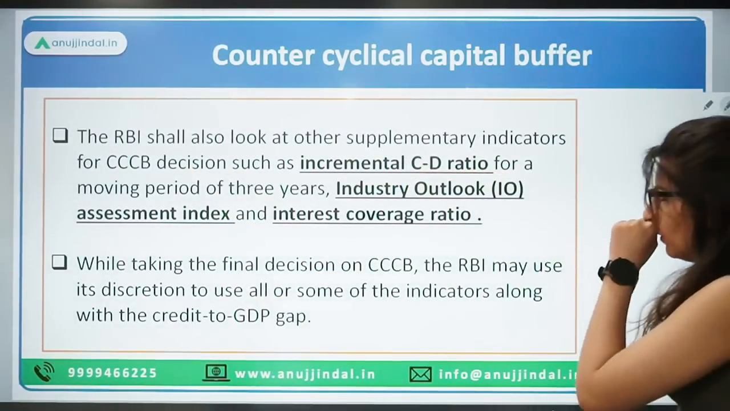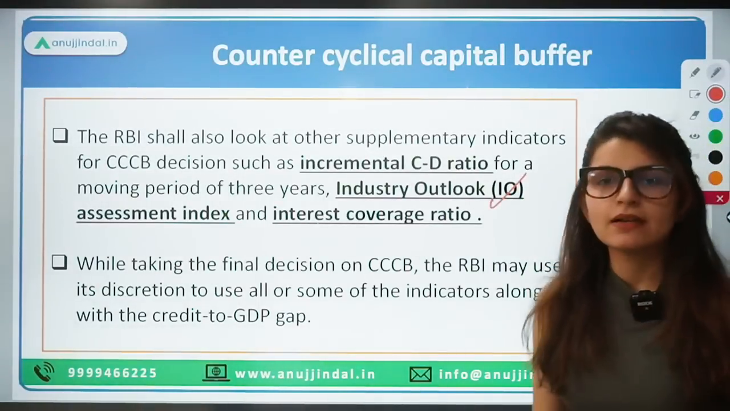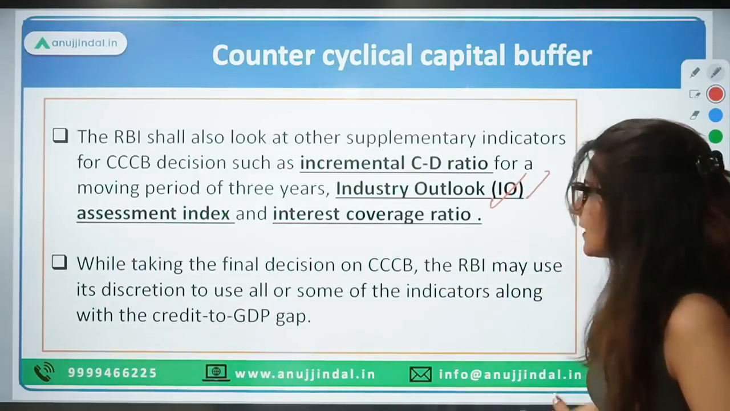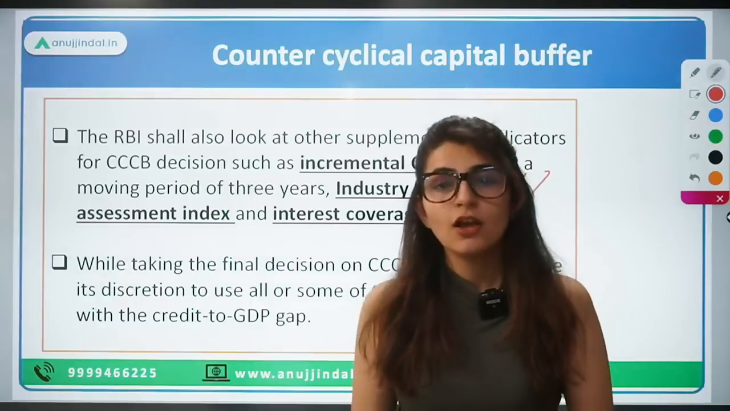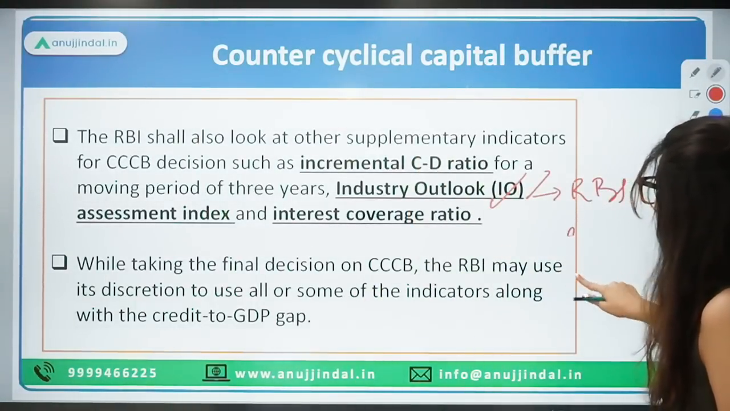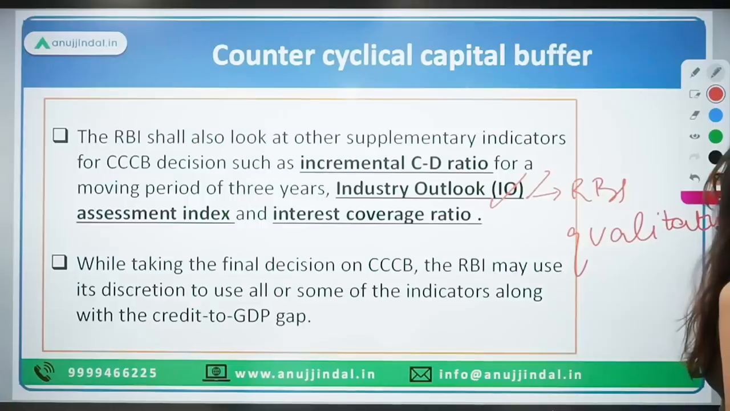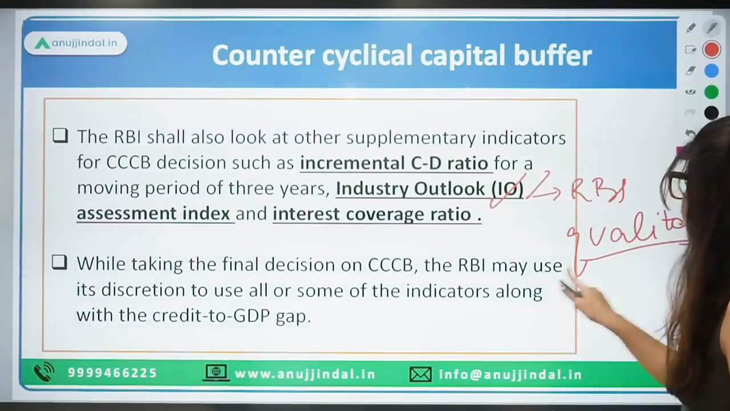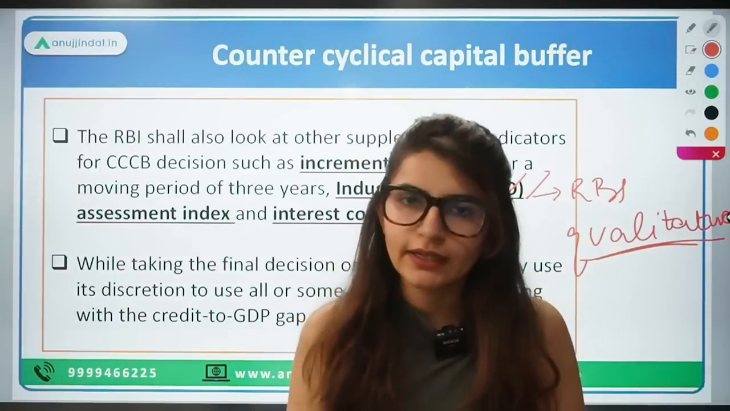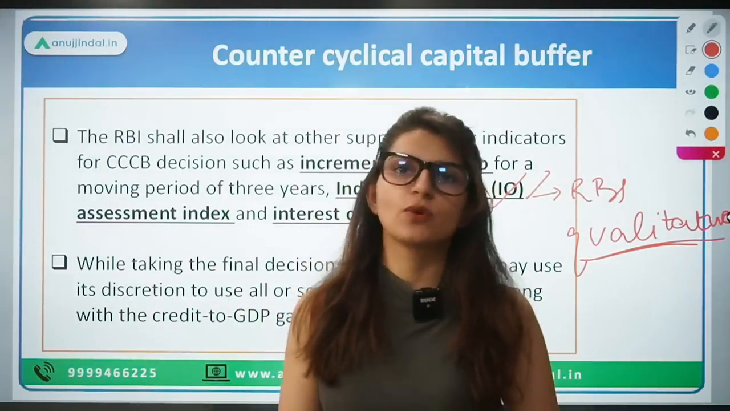Okay. Now, there are certain other parameters that can be used. For example, credit to deposit ratio. Other than that, industry outlook assessment index. This is released by RBI. Jisme RBI qualitative assessment karta hai of various manufacturing sector businesses which are engaged in the manufacturing sector. What is their assessment of the market? How are they affected by the market? Or how are they reacting to the current situation in the market?